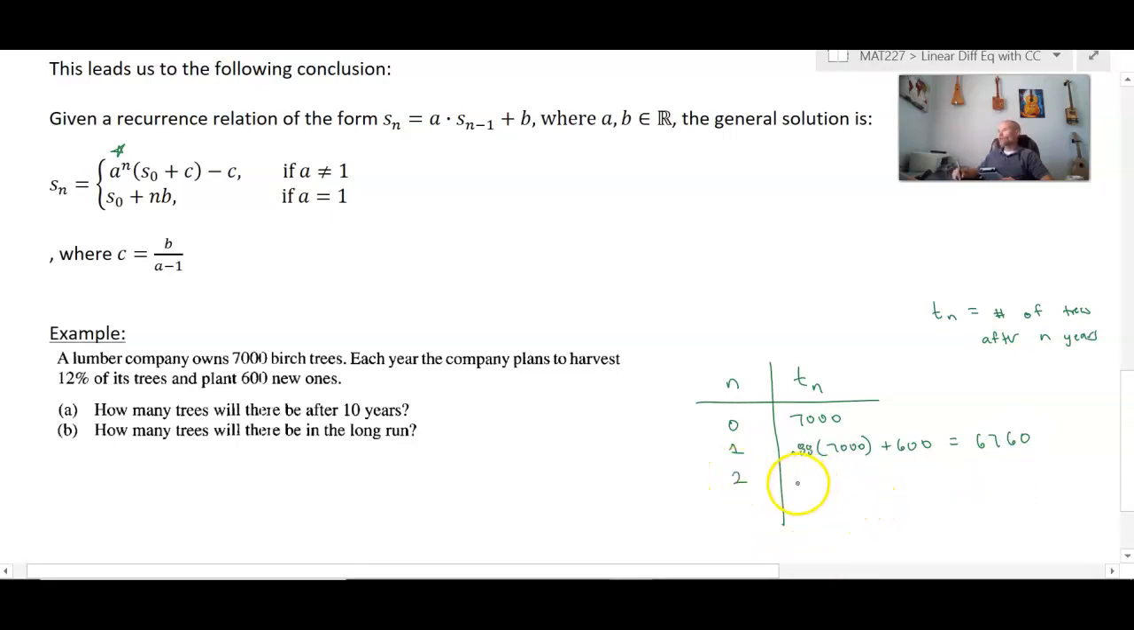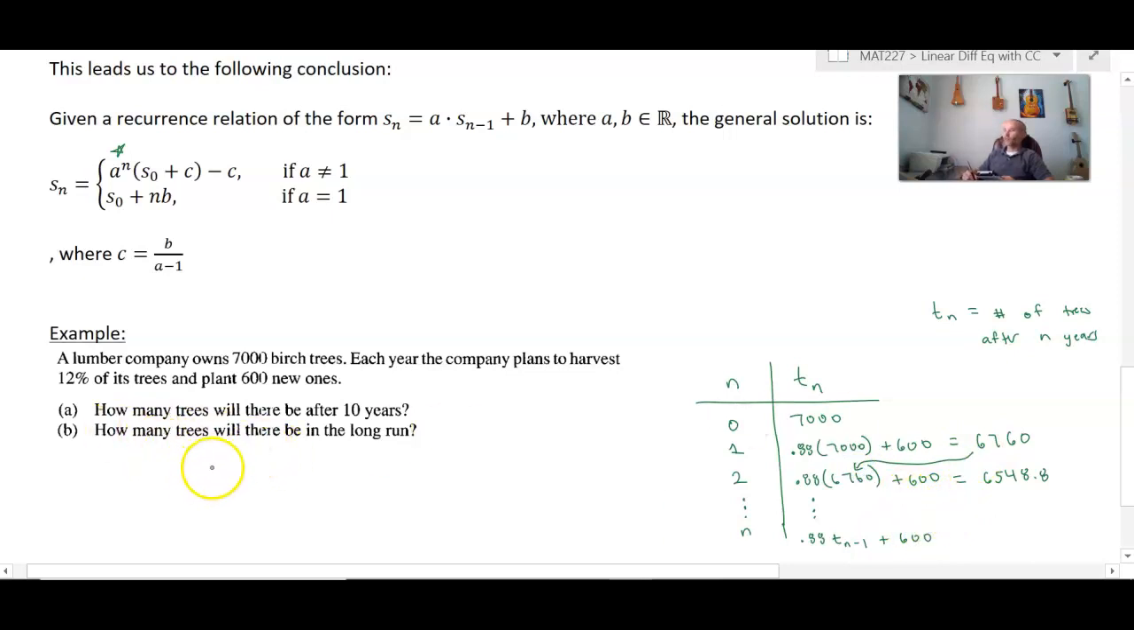All right, well, at time 2, there will be 88% of the 6,760 that we now have in the forest. So remember, we're going to harvest 12%, we're going to leave behind 88%, and then we're going to plant 600 new ones. So 88% of 6,760 plus 600 shows me that the number of trees is actually dwindling. We're losing trees because we're harvesting more than we're planting. And in this fashion, we could say that after n years, we're going to be taking 88% of t sub n minus 1. That's how many trees there were in the previous year. And then we're going to add 600.